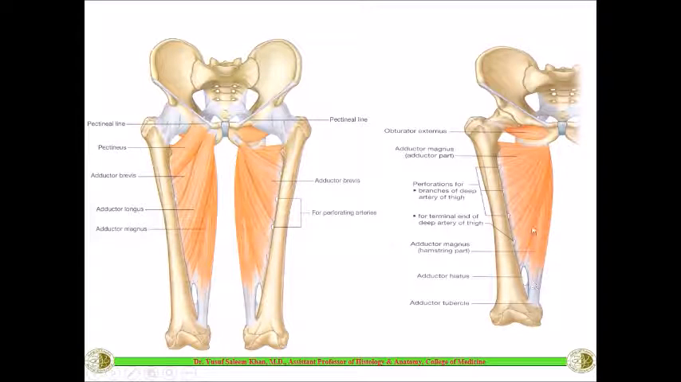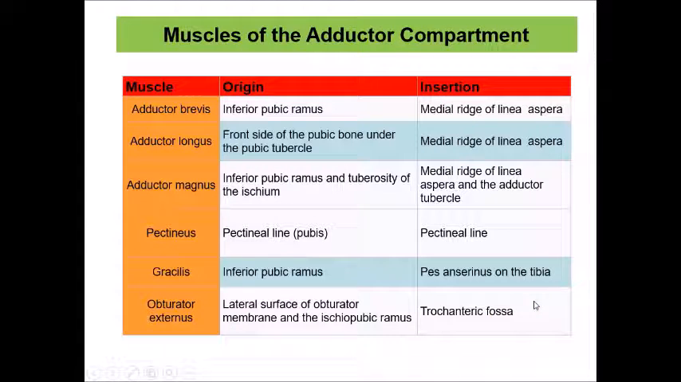Because this, the adductor magnus, is attached to what is called the adductor tubercle, this muscle will be getting inserted all the way in the linea aspera from above downwards and goes up to the adductor tubercle. The next muscle is the pectineus.